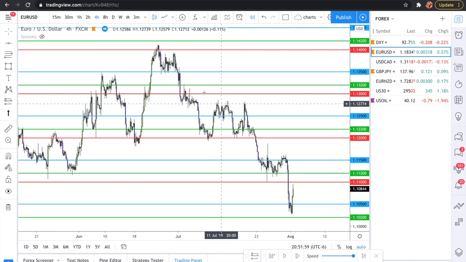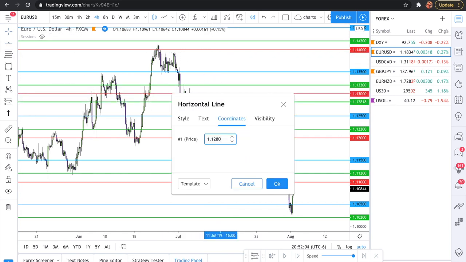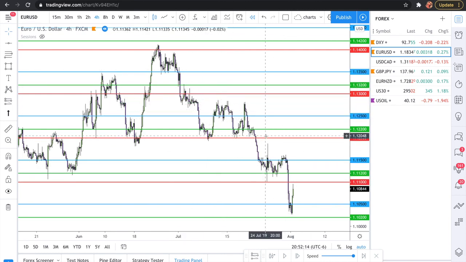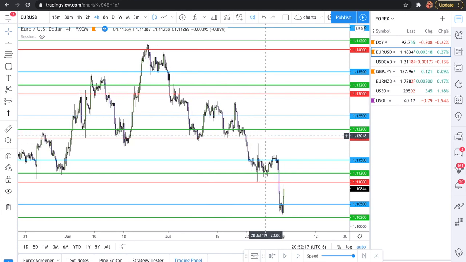So for example here, let's draw our 118 levels. Okay, so 112.800. Look, it respected it to the T, and it's respected it in the past as well. So this is really, really important that you backtest. We're going to do another example on a different chart.